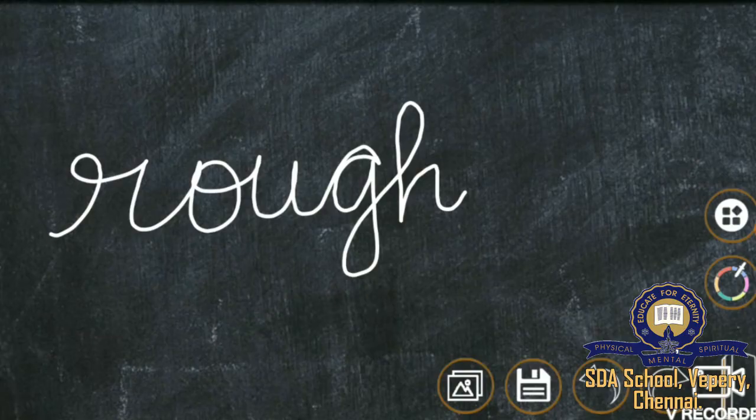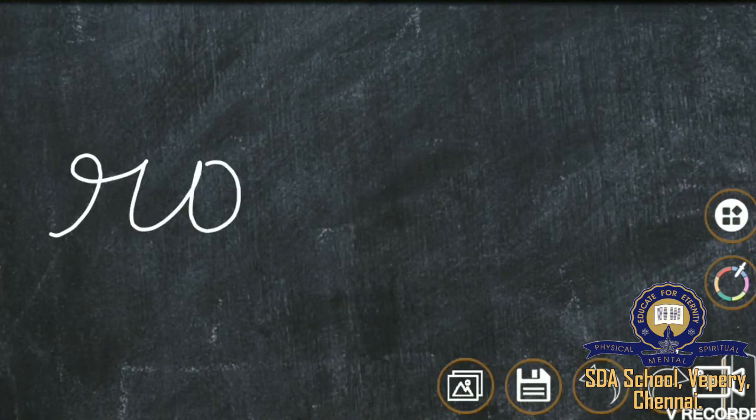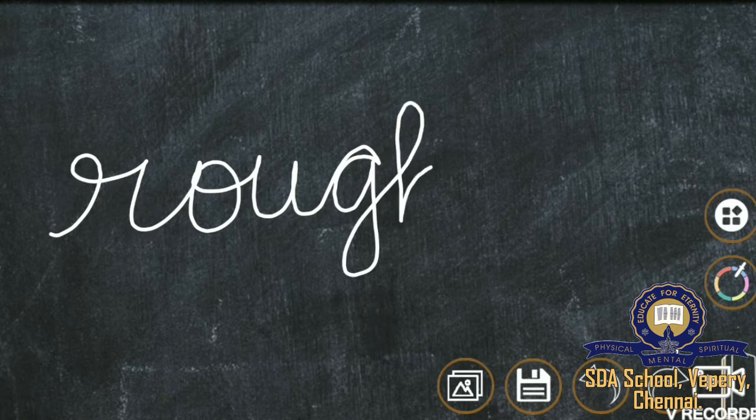This is our next spelling. What is this? Rough. What is the new word here? Rough. Shall we see the spelling now? Yes. R-O-U-G-H. Rough. What is the spelling for rough? R-O-U-G-H. Rough. Is it clear, children? Shall we go to the next spelling?